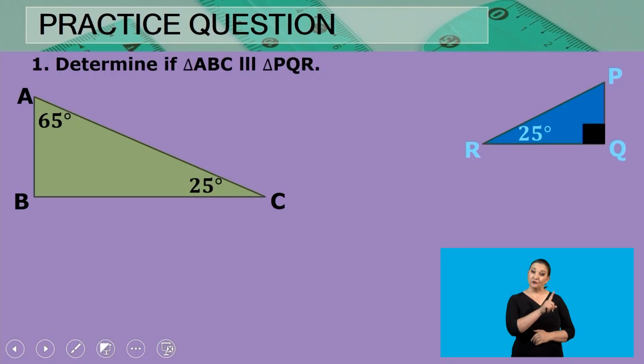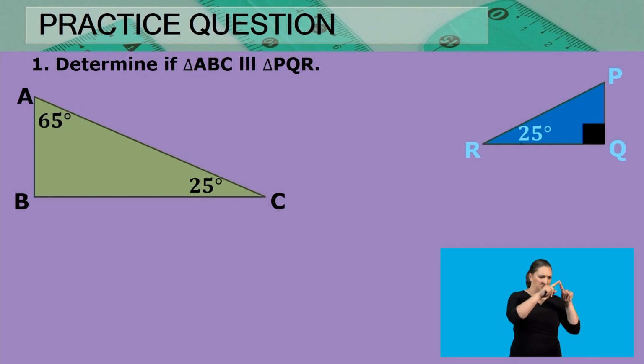So the first question says, determine if triangle ABC is similar to triangle PQR. If you remember the conditions for proving that two triangles are similar, either we prove that the ratios of the corresponding sides are in proportion, or we prove that all the interior angles are equal. So let's look at these two triangles. They look like they are similar, but we need to determine if they are similar using the conditions of similarity.